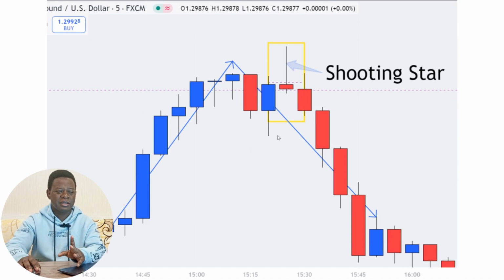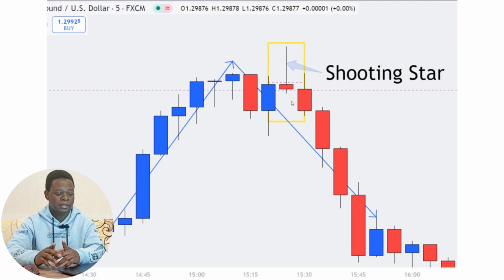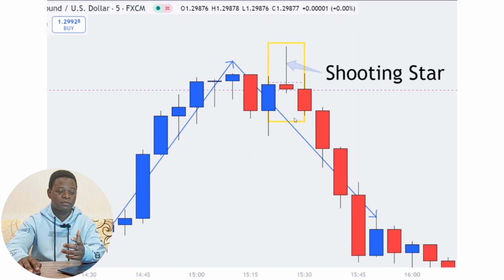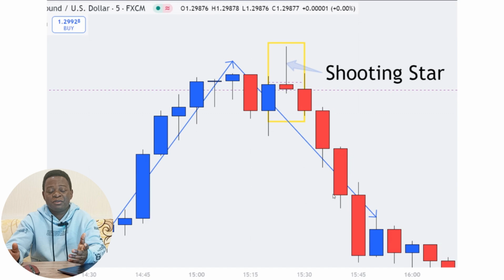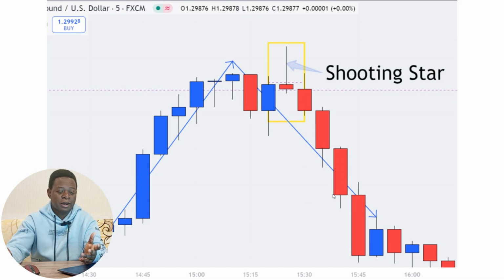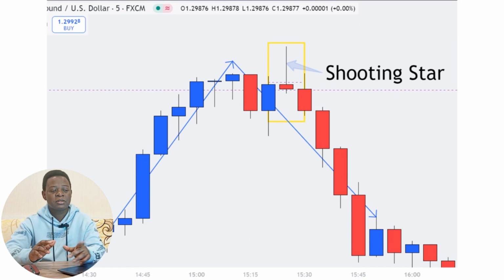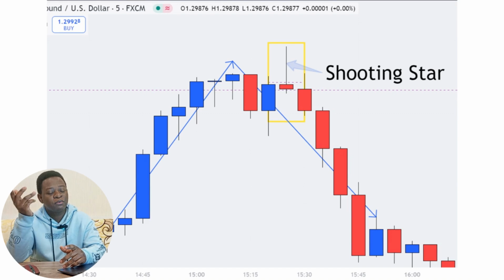So a shooting star is literally an inverted hammer, and it can appear anywhere, guys. It can appear at the top of a trend, or in the middle of a trend, or even at the bottom of a trend. But I want to highlight that these hammers normally appear at the end of an uptrend.